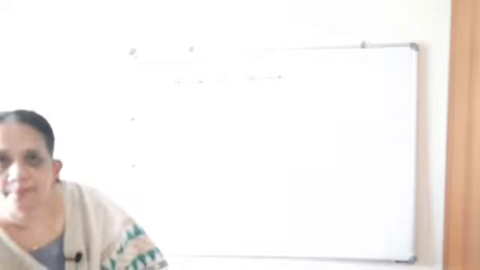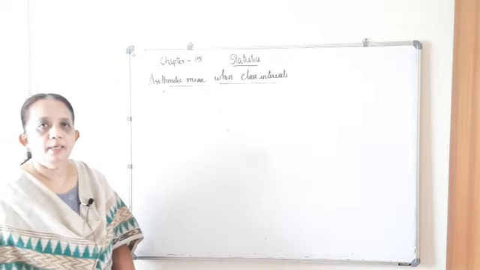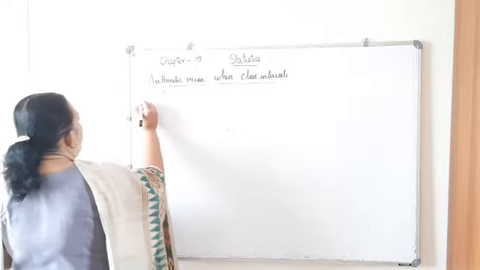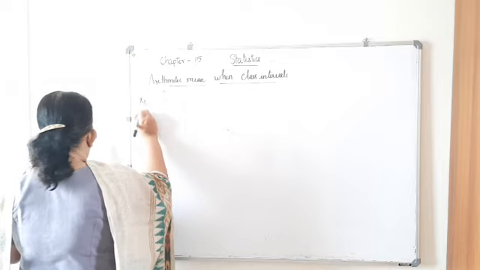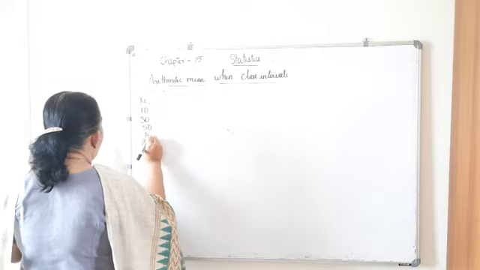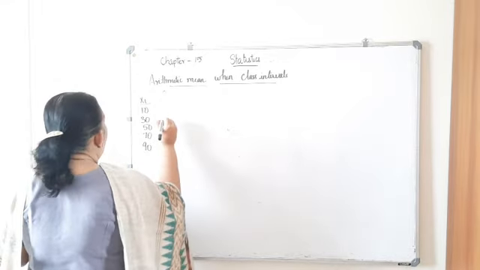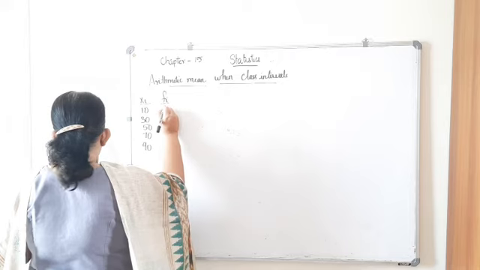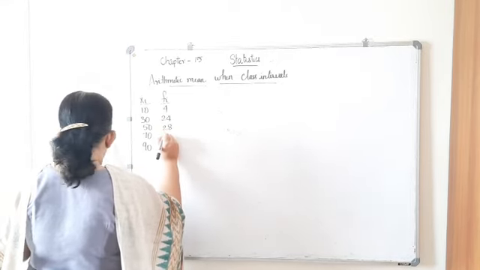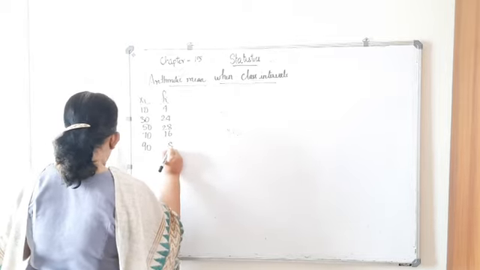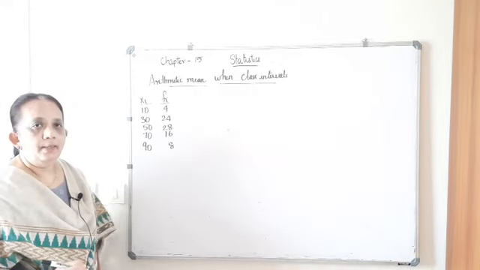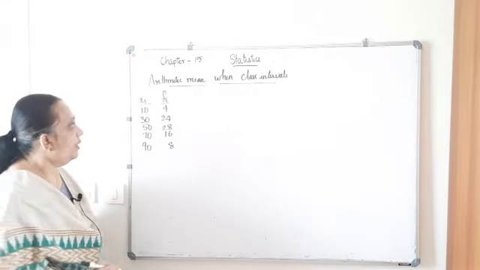Calculate the mean for the following data. Xi values are given: 10, 30, 50, 70, 90. Frequencies are given, Fi: 4, 24, 28, 16, 8. So now this is grouped data in which the Xi values and the frequencies are given.